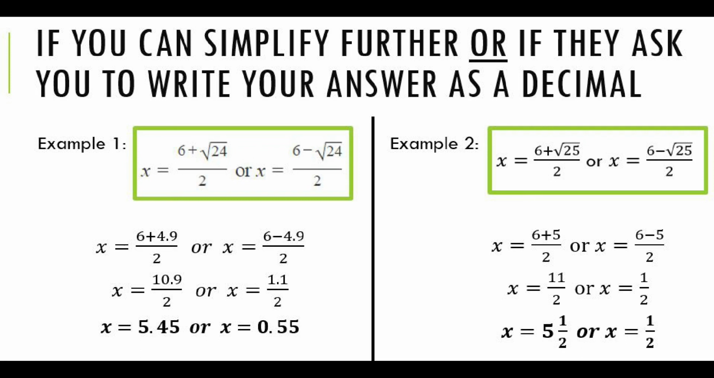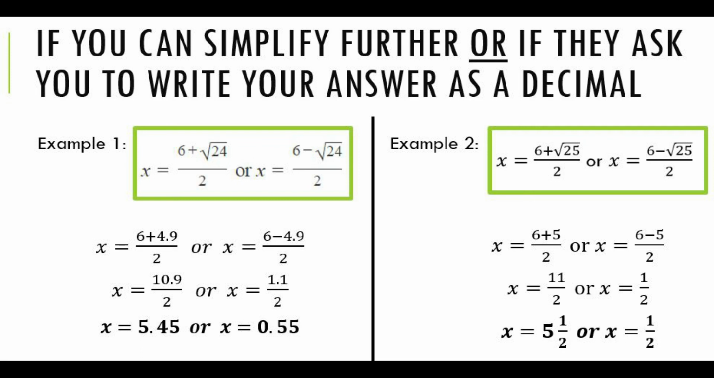Okay, I have a second example for you guys also. I'm going to go over it quickly because it's the same thing. Only thing I changed was instead of 24, I'm using 25 to just show you what you would do if it was a number that does have a square root. So 25 does have a square root. The square root of 25 is 5, because 5 times 5 is 25. So when we do the square root first, we'd end up with 6 plus 5 over 2, or 6 minus 5 over 2. Now we're going to add and subtract.